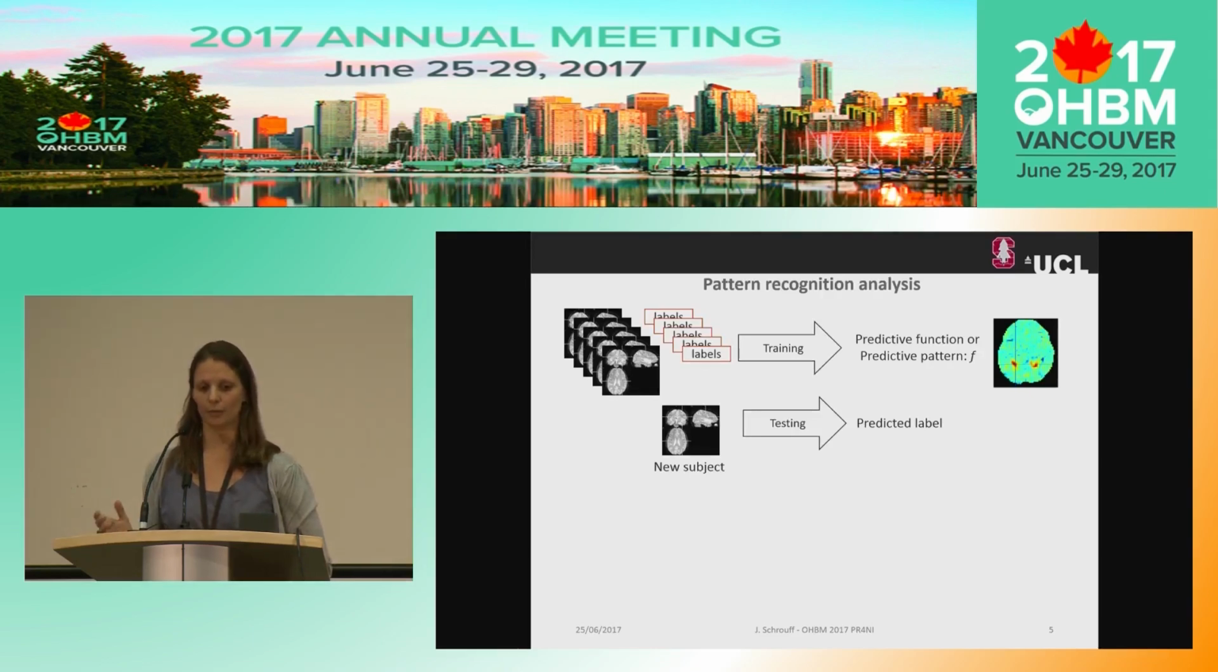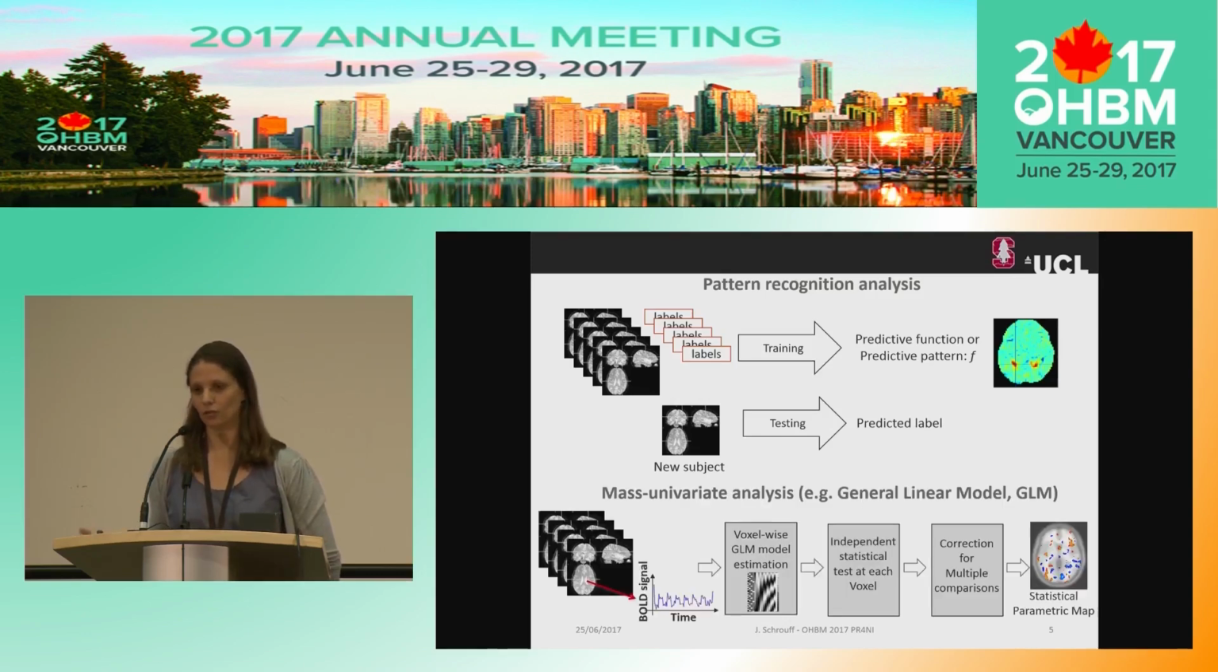So one thing to really keep in mind is that this is a predictive pattern. So we use this to predict labels. We do not try to really make an inference about whether a voxel carries signal about faces or houses. So these are two very different things, and we need to keep that in mind when we look at the weight maps.